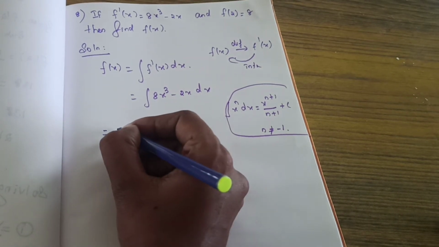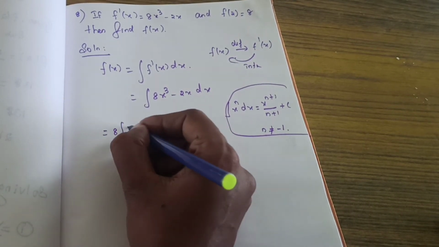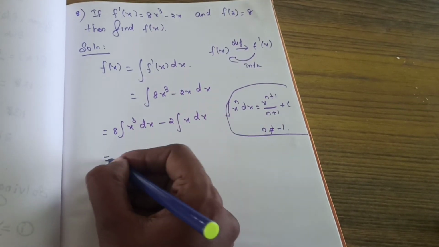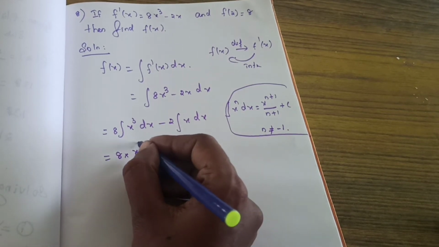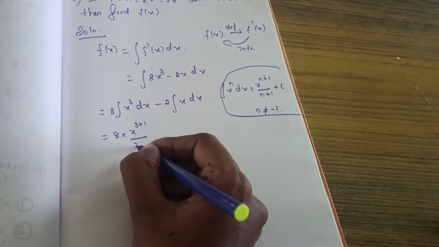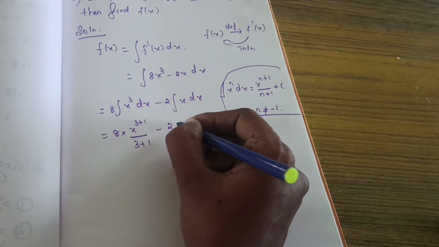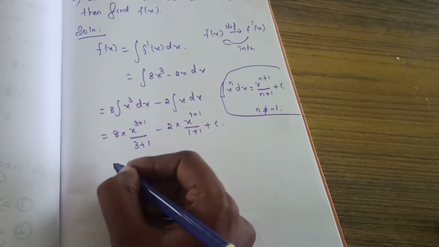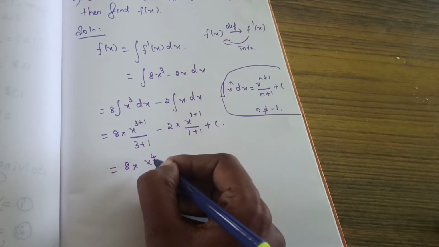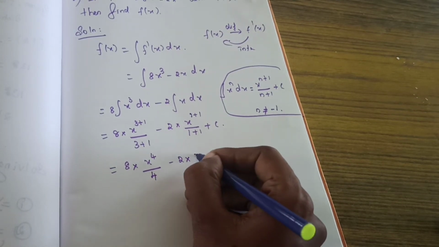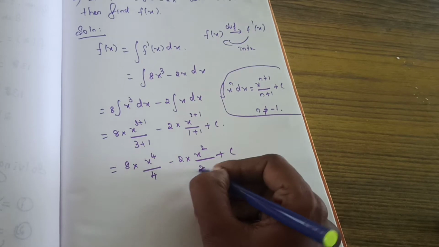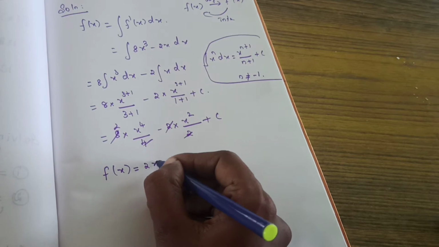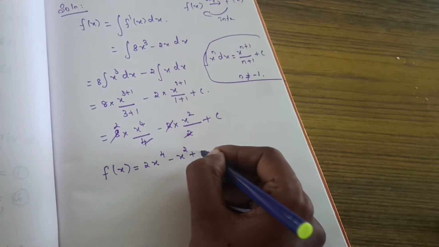So that's equal to, shall we separate? So what will happen? 8 into x cube dx minus 2 into x dx. That's equal to 8 into x power 3 plus 1 divided by 3 plus 1 minus 2 into x power 1 plus 1 divided by 1 plus 1 plus c. That's equal to 8 into x power 4 by 4 minus 2 into x square divided by 2 plus c. This and this will get cancelled. Here it will get cancelled. So what is the value for f of x? 2x power 4 minus x square plus c.